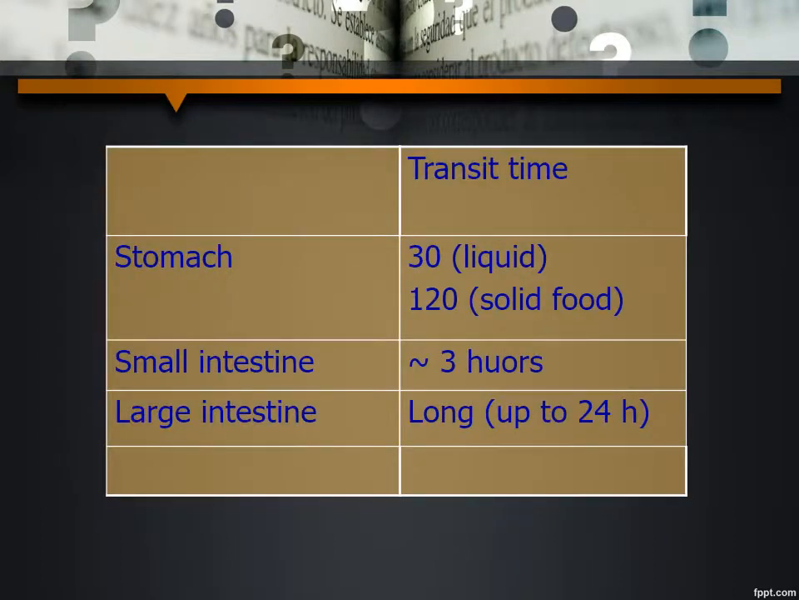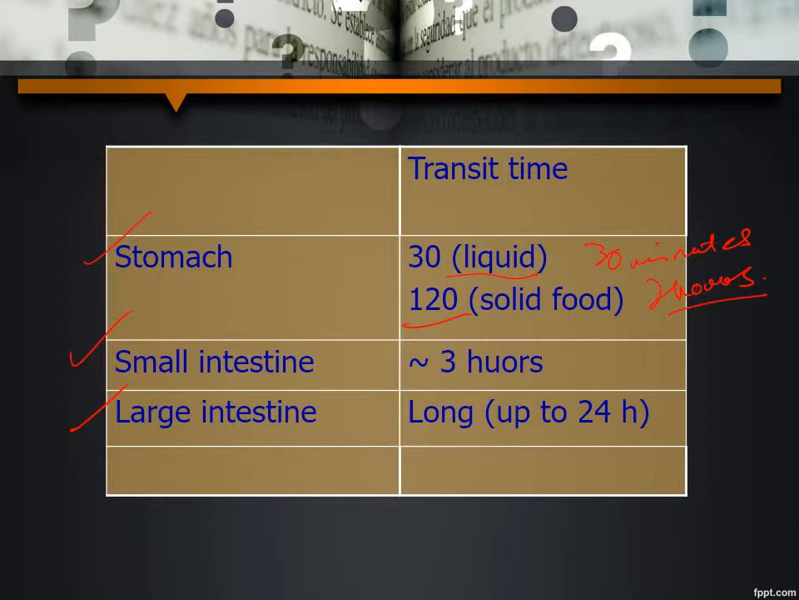This is the summary of the transit time of food in the stomach, small intestine and large intestine. Generally, liquid takes around 30 minutes to stay in the stomach, and solid food takes about 2 hours. By knowing this, what is the implication when you advise your patients on taking medicines? For example, your patient forgot a pill that should be taken at noontime and they have taken lunch. What should you advise? You can advise them to take the pill 2 hours after lunch if the pill is meant to be taken on an empty stomach.